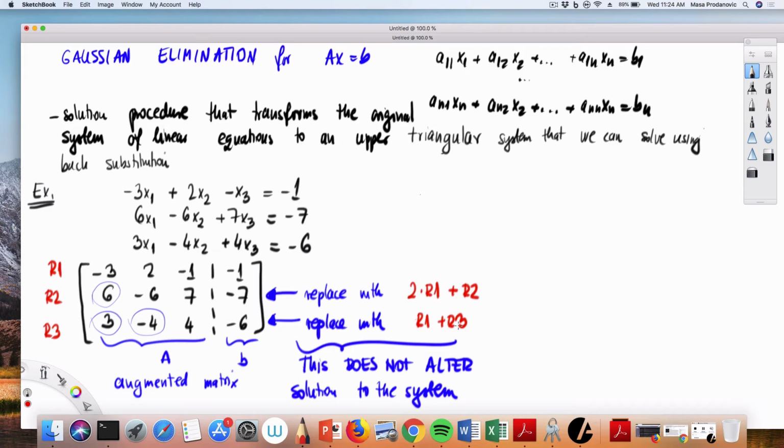Does that make sense? So I'm just altering things a little bit to make it easier for me to solve, but I'm not changing the actual solution in itself. All right, so let's actually do that.